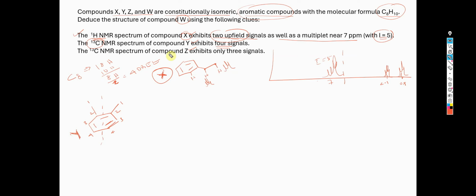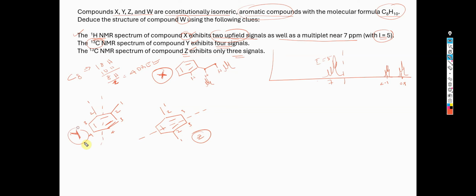And if you look at Z, it has only 3 signals. So we have to look for a structure that is going to have only 3 distinct carbons in the molecule. So this is going to be a lot more symmetric than Y. You can try different possible structures, and you will find out that paraxylene is going to be the isomer with only 3 distinct carbons. Okay, 1, 2 and 3. These are the same. Therefore, this is going to be Z.